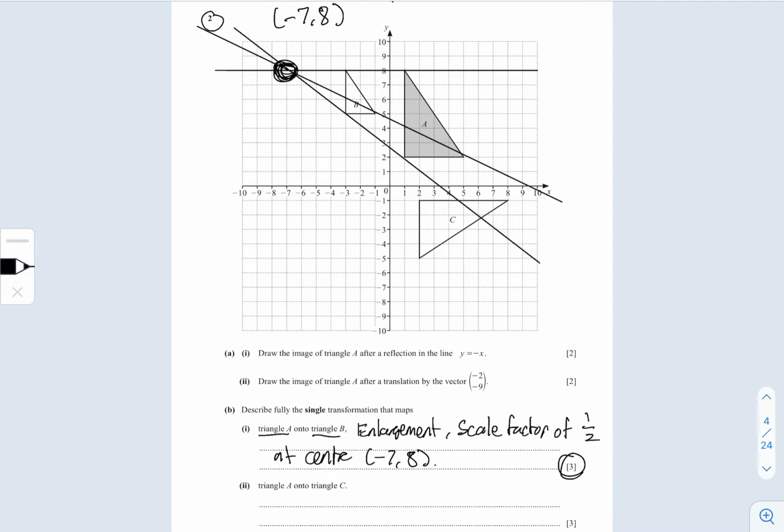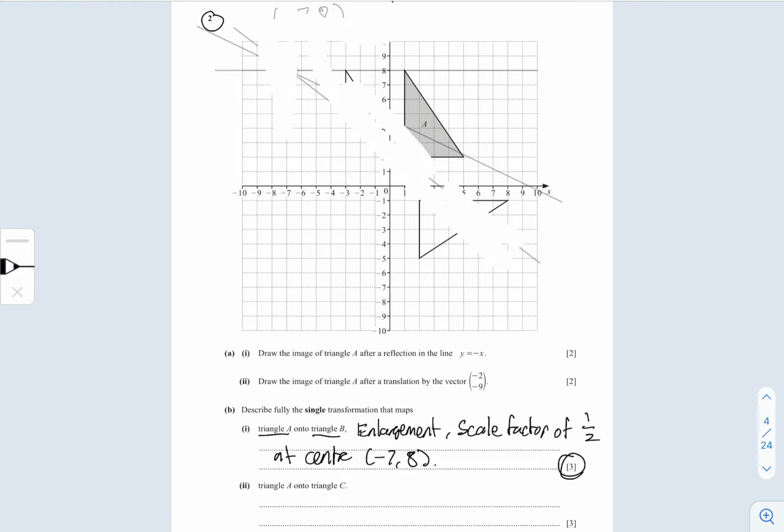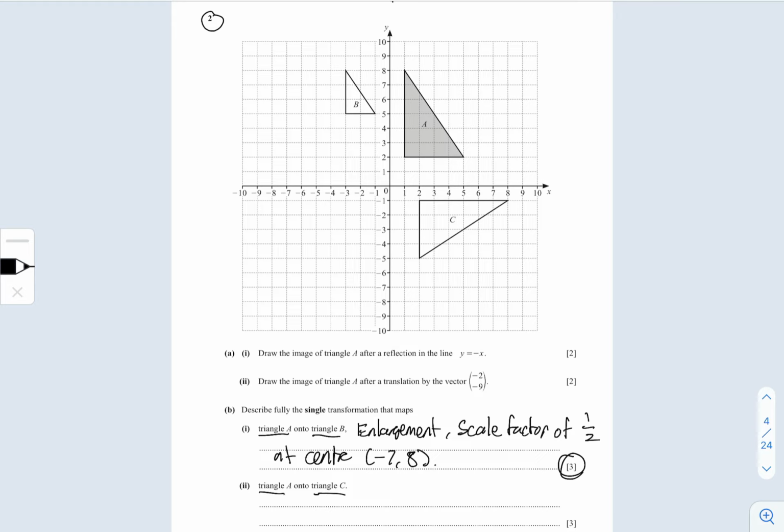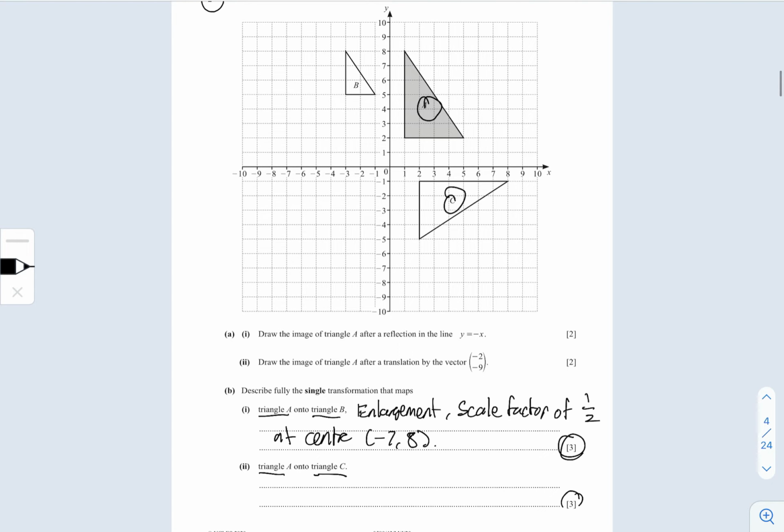Now in the final part of question 2, let's clear this first. We can see that it says, describe fully the single transformation that maps triangle A onto triangle C, which is these two. Because it's 3 marks as well, as shown here, we will need 3 points. The 3 points are, 1, the type of transformation. Because it has already said rotate, it is a rotation.